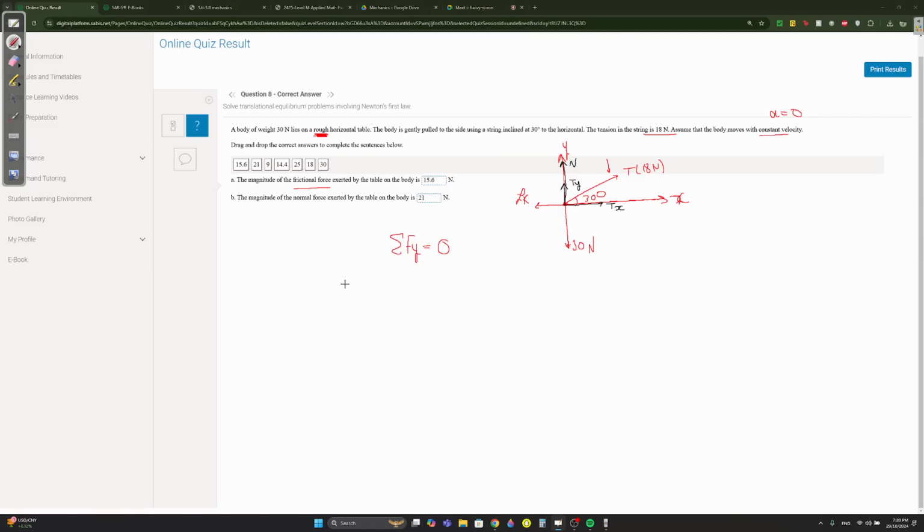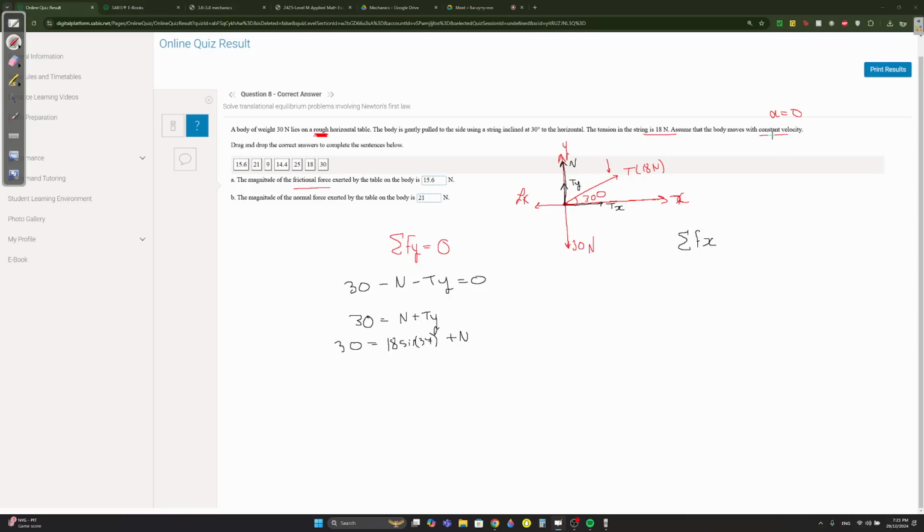So here, 30 minus N minus Ty is equal to 0. In other words, what's down is equal to what's up. So 30 is equal to N plus Ty. 30 is equal to Ty, which is 18 sine 37, plus N. So N would be 30 minus 18 sine 37. This is Fy.